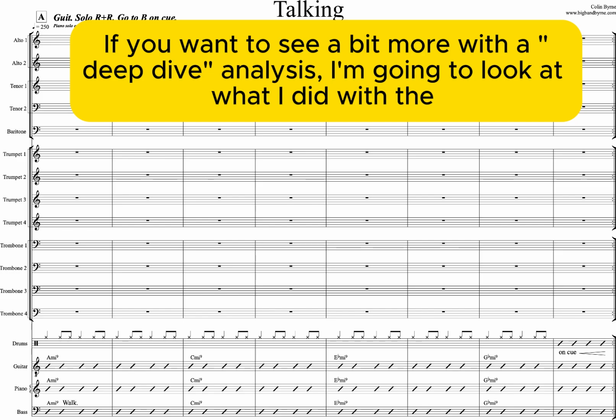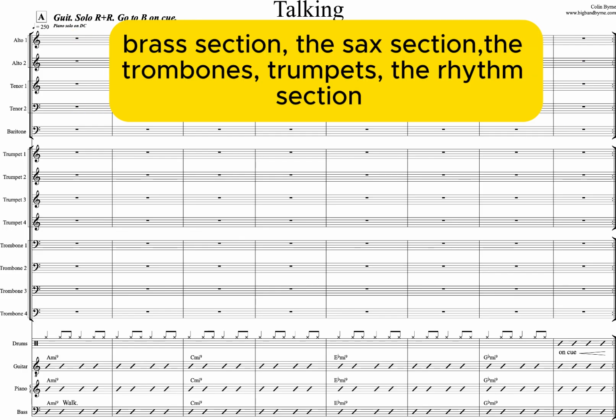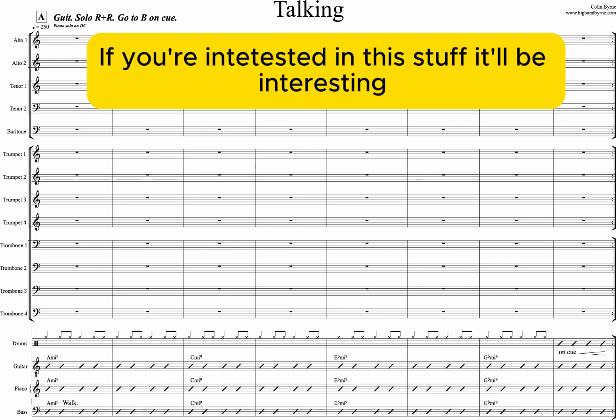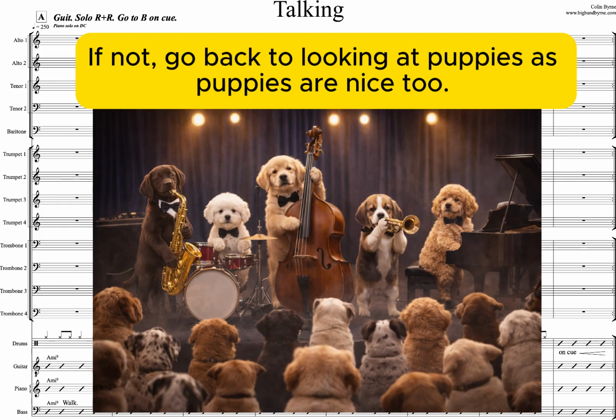If you want to see a little bit more of a deep dive analysis, I'm going to go see what I did with the brass section, the sax section, the trombones, the trumpets, the rhythm section, just looking at it all together collectively and individually. If you're interested in this kind of stuff, it should be interesting, I think. And if not, go back to looking at puppies, because puppies are nice too.